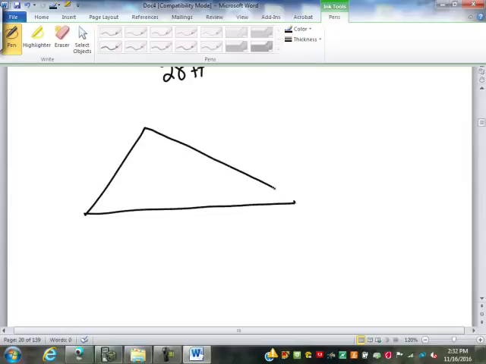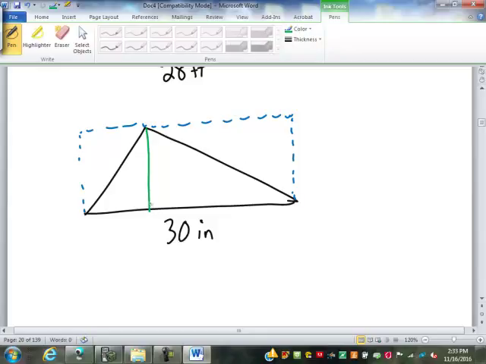It could be a triangle like this, which is obviously not a right triangle. Let's say this is 30 inches here. We're still going off of that related rectangle. That triangle would be half of that kind of dashed blue rectangle. So the 30 would be the length of that rectangle. But the other dimension we need to know would be this dimension right here at a right angle. That would give us the height of that rectangle.